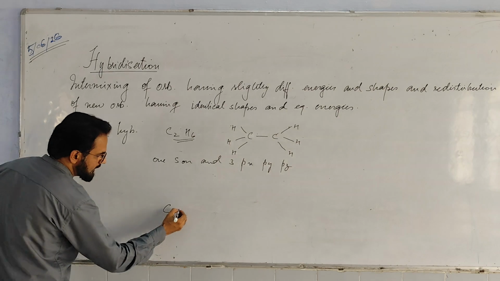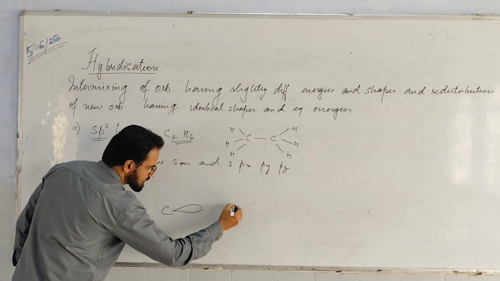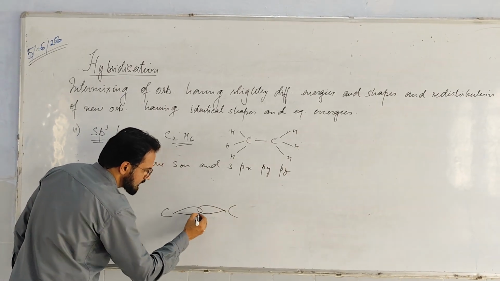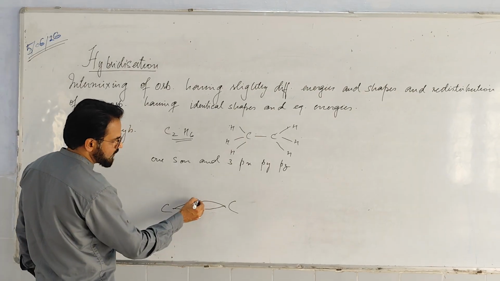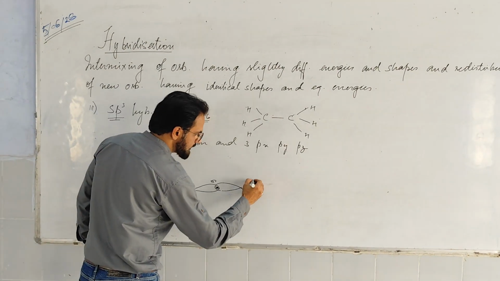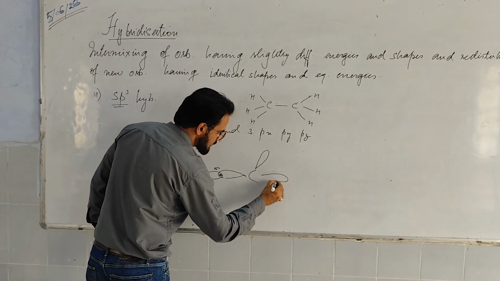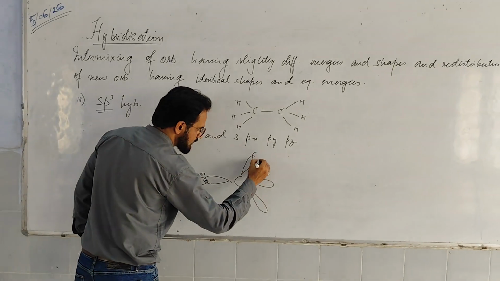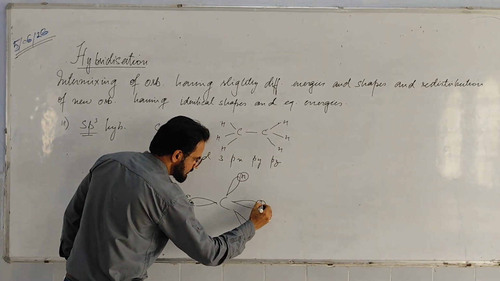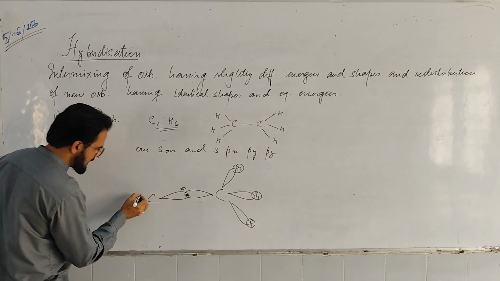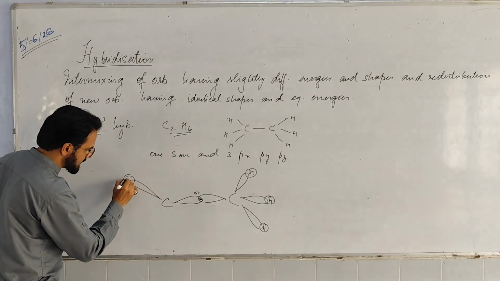In this, you can see that the orbital of one carbon atom overlaps head on with the other and forms a sigma bond, and the other orbitals overlap head on with hydrogen atoms, same as for the other carbon atom.